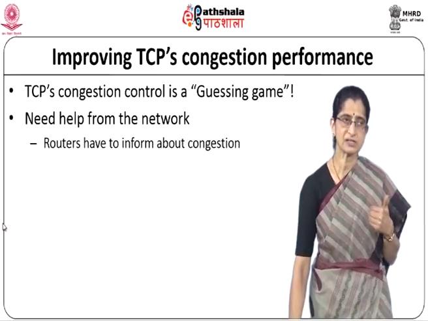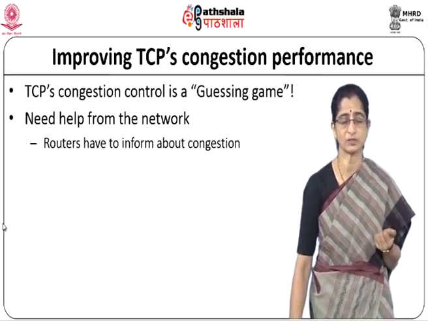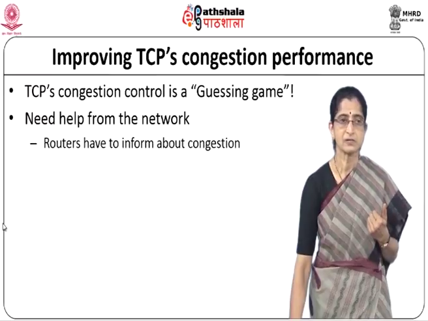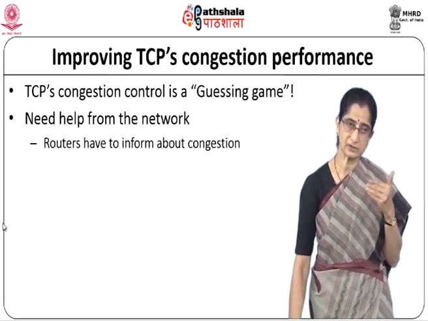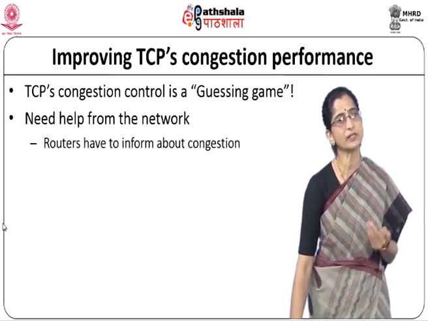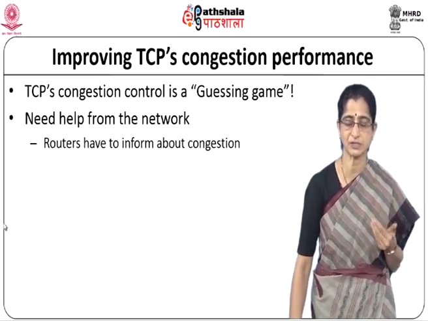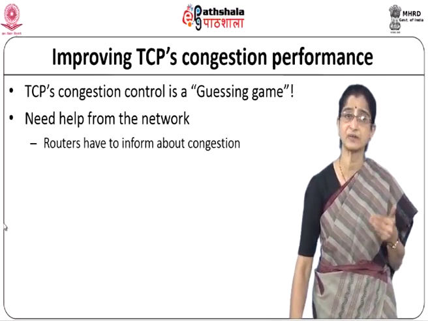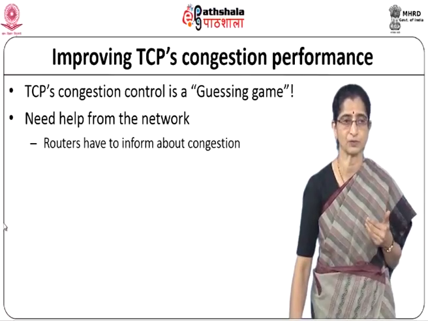So, the question here is: if it were to get some more help from the network, would it be able to do better? If the routers could inform the end systems about congestion, would they be able to do better? That is what we are trying to understand. If we could do that, definitely our congestion performance could be improved.